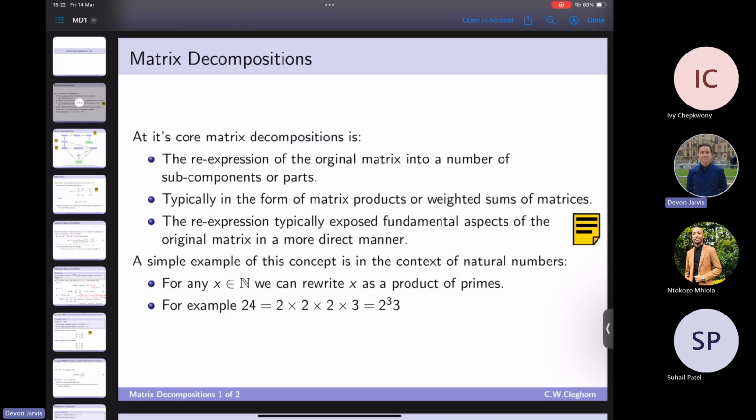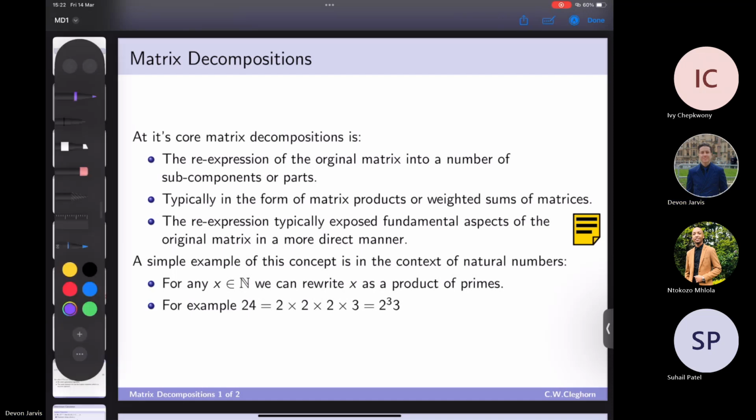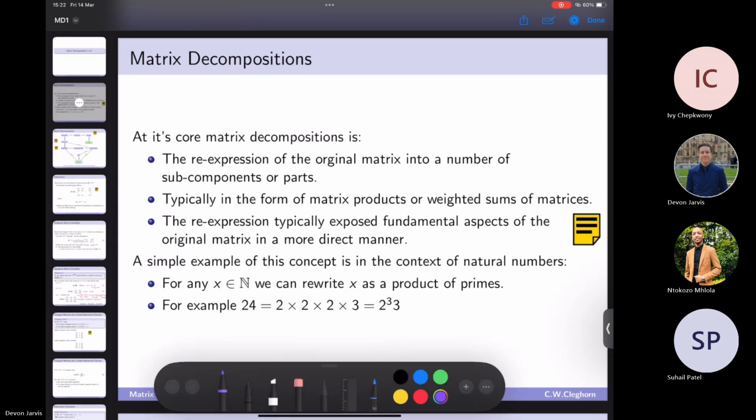The simplest example of this kind of decomposition comes from your natural numbers. We know that we can always rewrite a natural number as a product of primes, so for example, the number 24 can be rewritten as a product of primes: 2 to the power of 3 times 3. That is one kind of decomposition, a decomposition into primes.